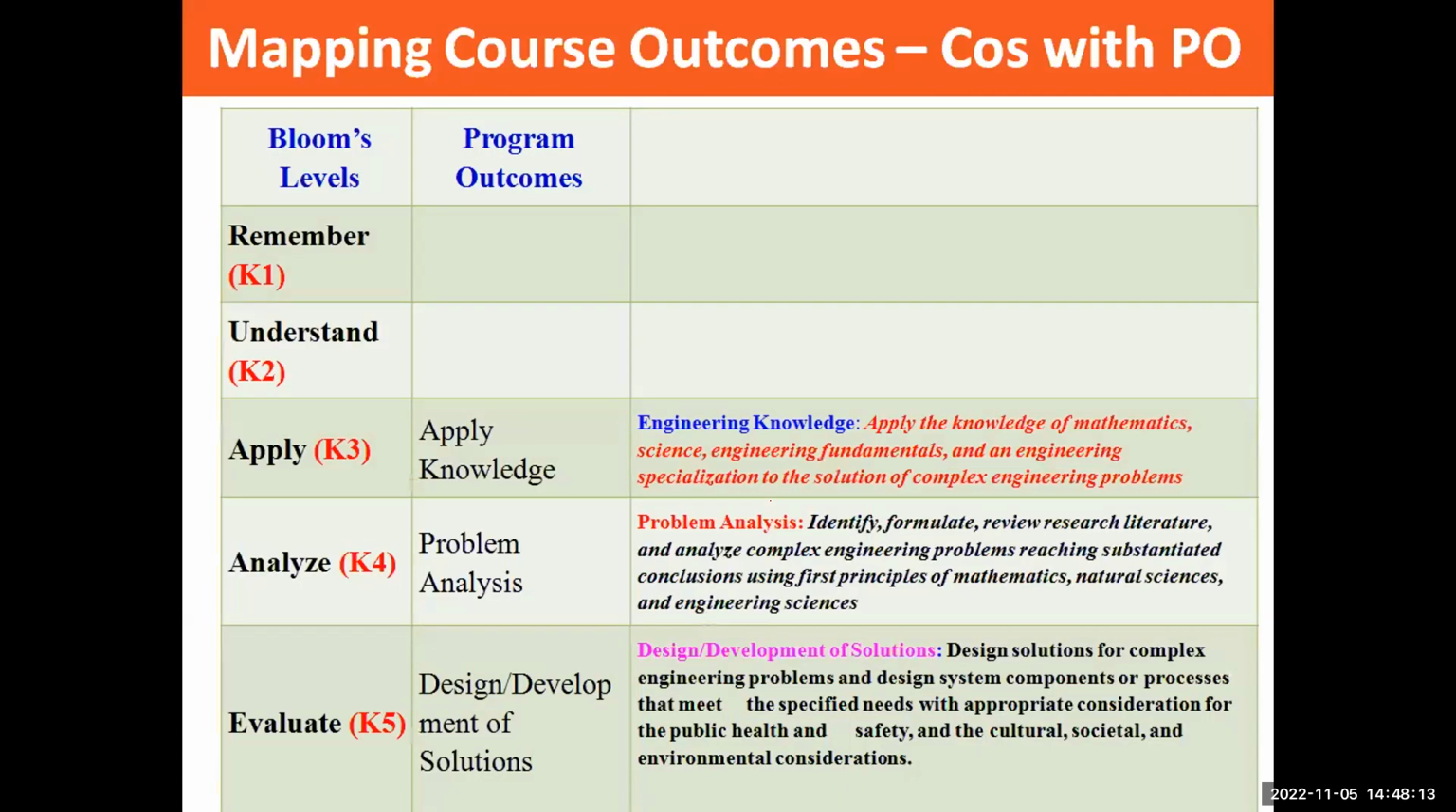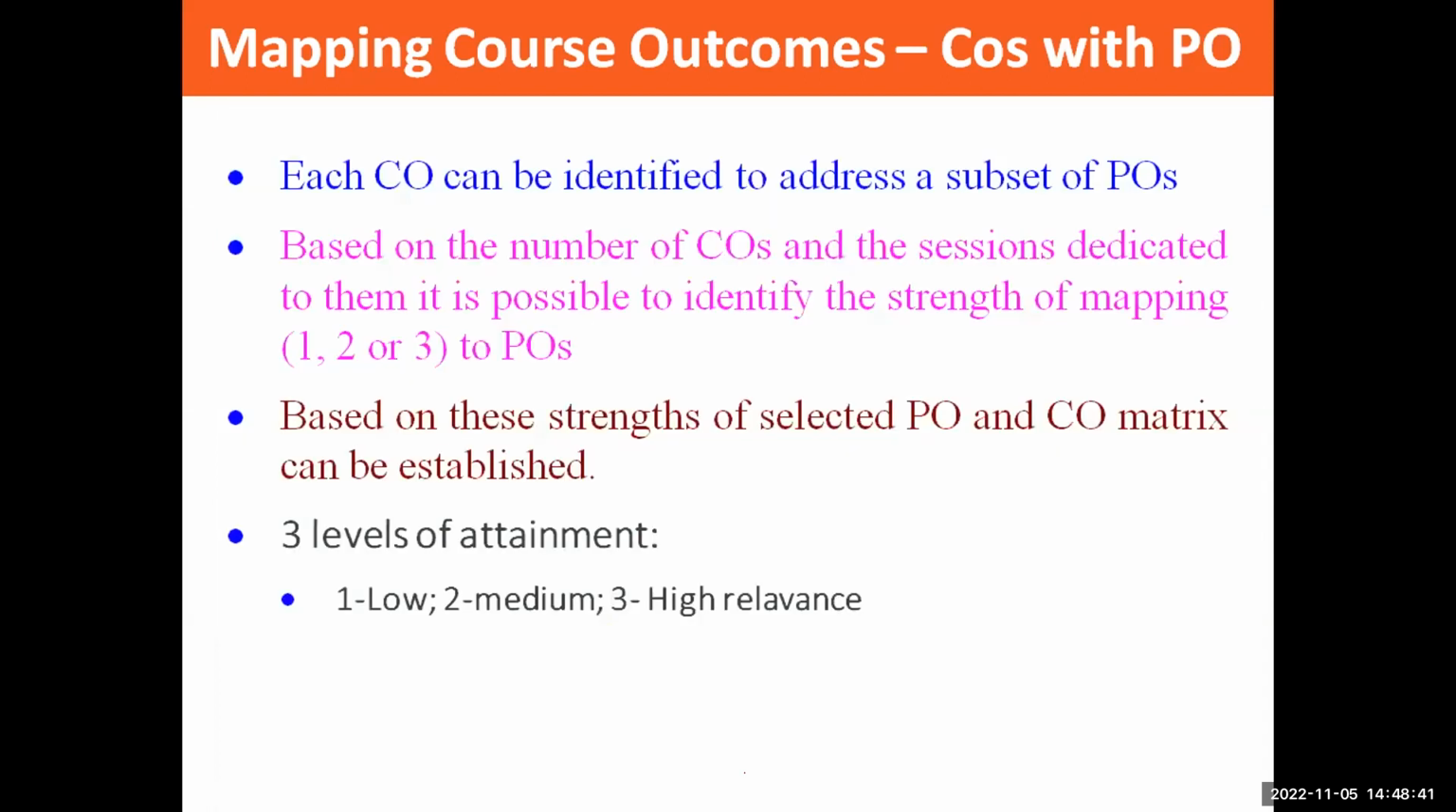Now mapping of course outcomes, COs, with the POs requires a Bloom's level, that is the knowledge level: remember, understand, apply, evaluate. Up to K5 we have listed, because K6 is again done through the projects, as I have already told. Here, among the program outcomes, applied knowledge, that is engineering knowledge, could be level K3, then problem analysis could be level 4, and likewise. So each CO can be identified to address a subset of POs based on the number of COs and the sessions dedicated to them. It is possible to identify the strength of mapping 1, 2, 3 to POs.